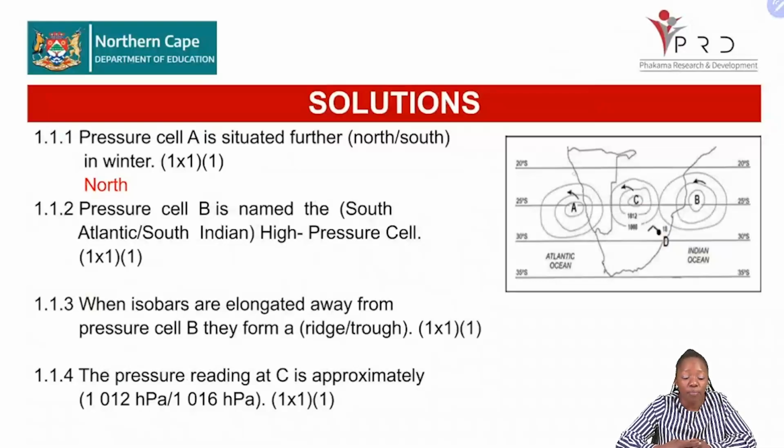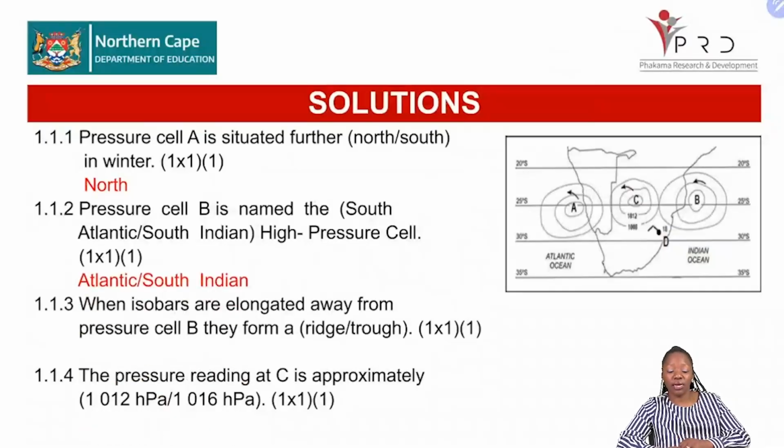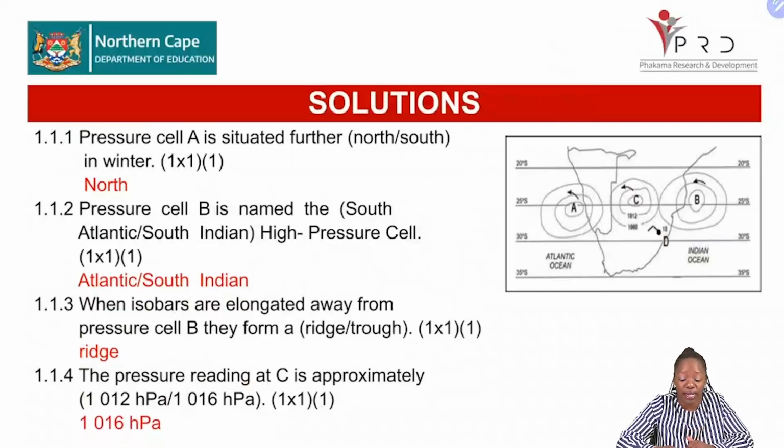Then 1.1.2, the pressure cell B, named the South Atlantic or South Indian high pressure cell. We are looking at the pressure cell B, which is your South Indian high pressure. Your 1.1.3, when isobars are elongated away from the pressure cell B, they are ridging. You will remember that they form a ridge. Then your 1.1.4, the pressure reading at C is approximately 1016 hectopascal.